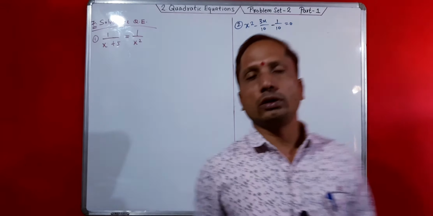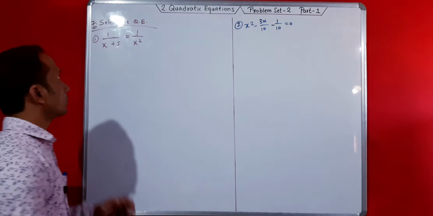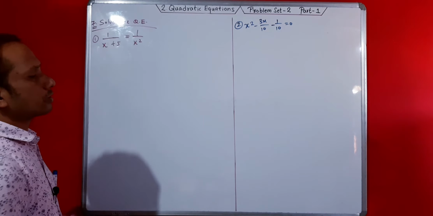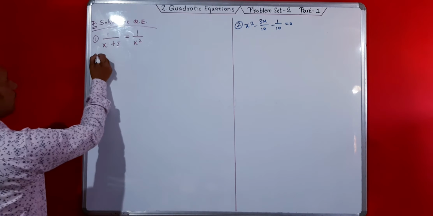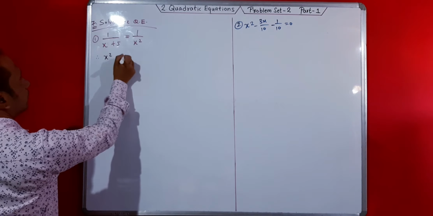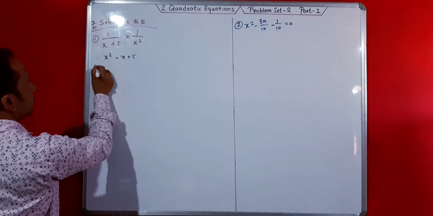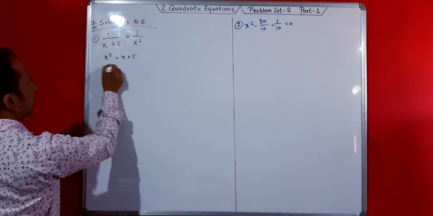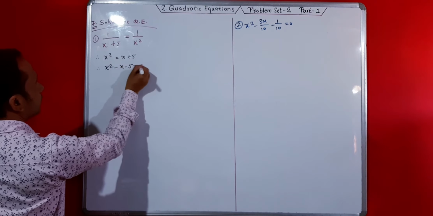Okay, so we'll solve question number 7, solve the quadratic equation. 1 upon x plus 5, 1 upon x square. Okay, we'll solve this equation. Therefore x square is equal to x plus 5. If I cross multiply, therefore x square minus x minus 5 is equal to 0.